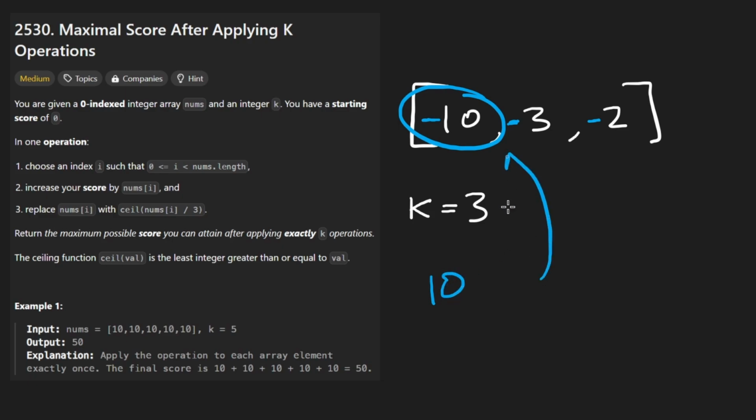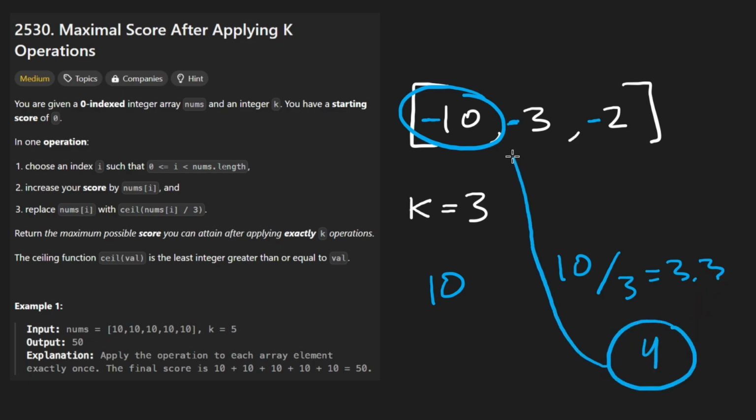And then we can take the absolute value, divide that by 3, it becomes 3.3. We can round that up, it becomes 4. And before we push this back into the heap, make sure it becomes negative. So that's how we're going to do this in Python.